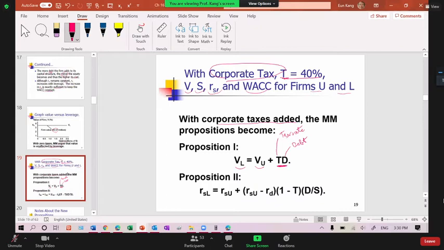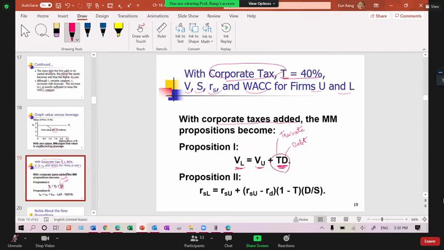That's a totally kind of absurd conclusion, right? But it is natural. If you forget about all the cost and only think about the benefit, then borrowing money is really beneficial, only beneficial. So that's why VL is VU plus TD.